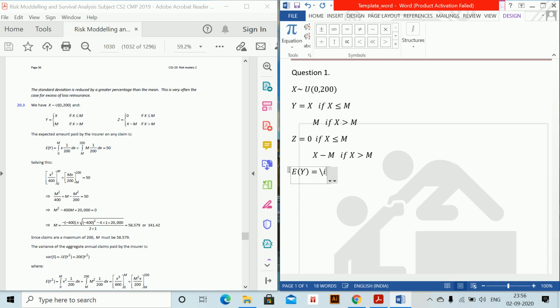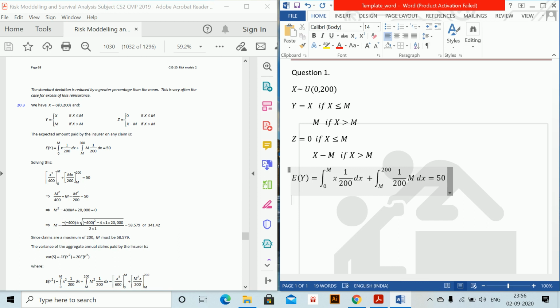is equal to the integral from 0 to M of x times 1/200 dx, plus the integral from M to 200 of 1/200 times M dx. And this is equal to 50.